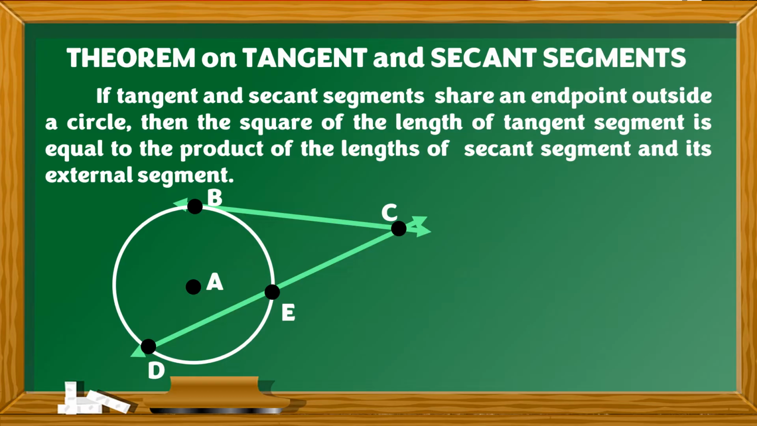In the theorem on tangent and secant segments, if tangent and secant segments share an endpoint outside the circle, then the square of the length of the tangent segment is equal to the product of the length of the secant segment and its external segment.